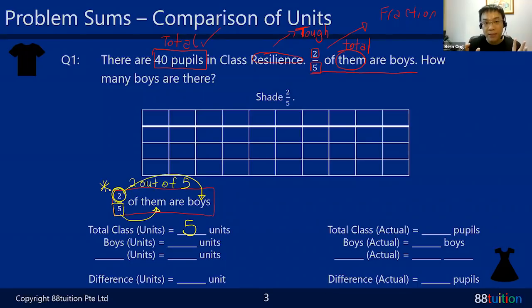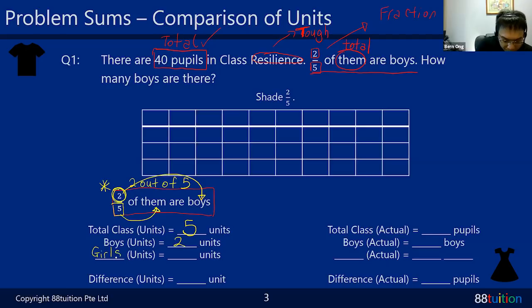So what does 2/5 mean? 2 out of 5 of them are boys means 2 units are boys, and the total is your 5 units. I did say one fraction can give you 3 pieces of information. So you know the total for this statement, you know the boys, and what else? What is the hidden information? Easy lah. Not boys means what? Girls lah. So down here, girls.